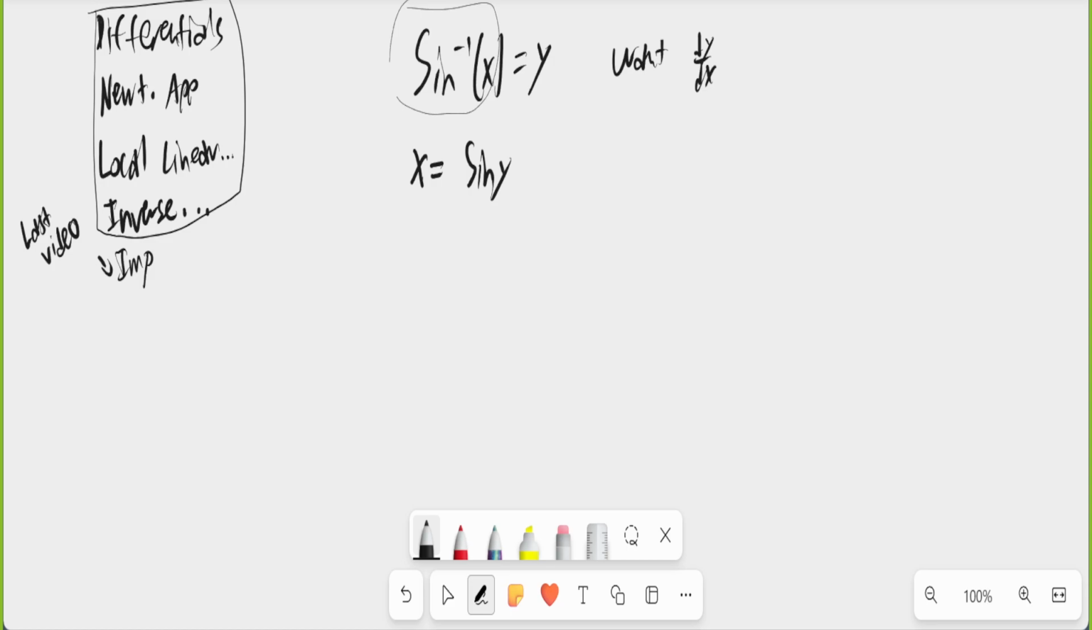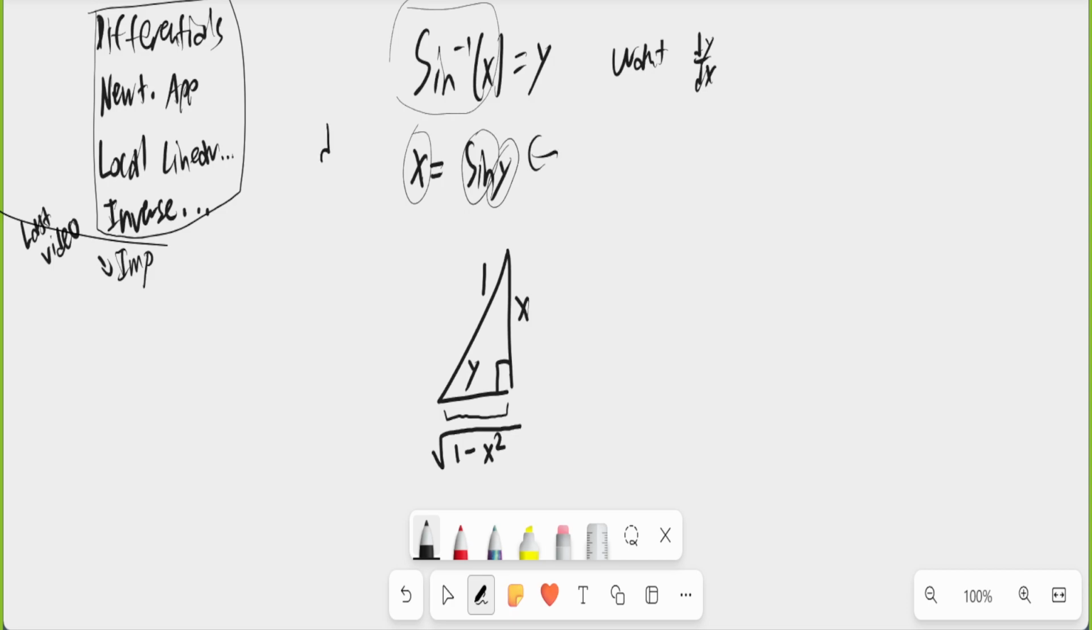What is sine? Sine is a function where you plug in an angle and you get a ratio. So there's a triangle with angle y where the ratio of opposite over hypotenuse is x. Opposite over hypotenuse is x over 1. This is a right triangle, so what is this other side? Square root of 1 minus x squared.